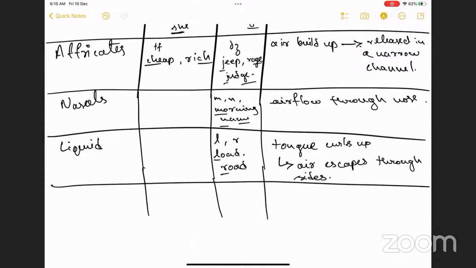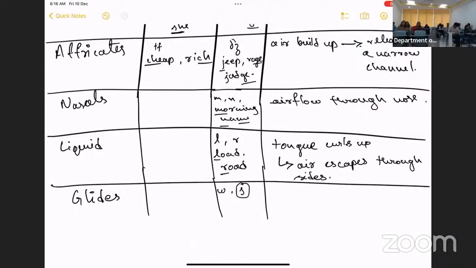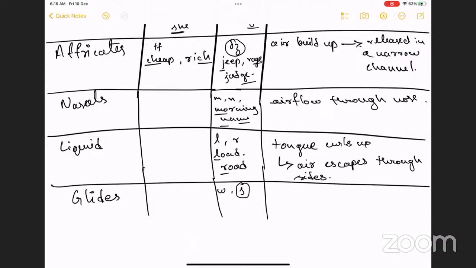Coming lastly, you have the glides. Glides are not anatomically distinguishable as such, but they are part of phonetics, and that's why I'm mentioning it here. You will probably read more about this in phonology. So you have w and j. You'll have to remember to distinguish j from j. When I say j here, it is not the English alphabet j, but the yot, the y, ya sound.